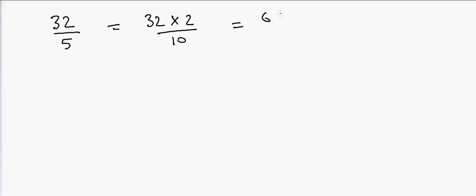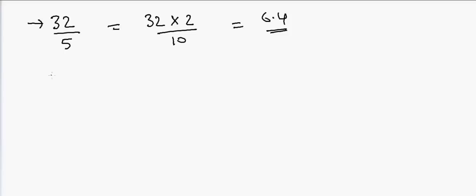Here we are dividing a number by 5. So suppose I have 32 and I want to divide it by 5. If you look at it, it looks a little complicated, but an easy way to do this is: 32 into 2 divided by 10. So that will be equal to 64, and then a decimal, so it's 6.4. All you have to do is take the double of the numerator and then put a decimal there.